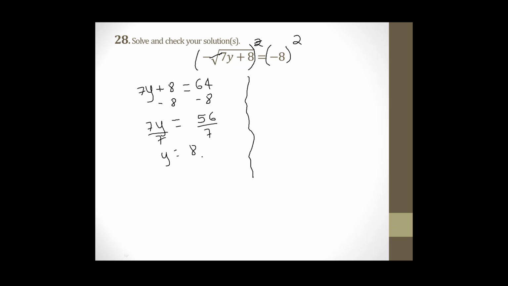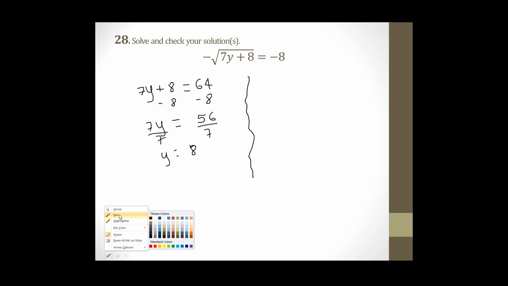Now I have to check. Every time that you start a problem and it has a radical, you have to double check. So I'll go back to the original. Let me erase all that stuff that I put up there. Go back to the original. That's where I'm going to plug my answer.